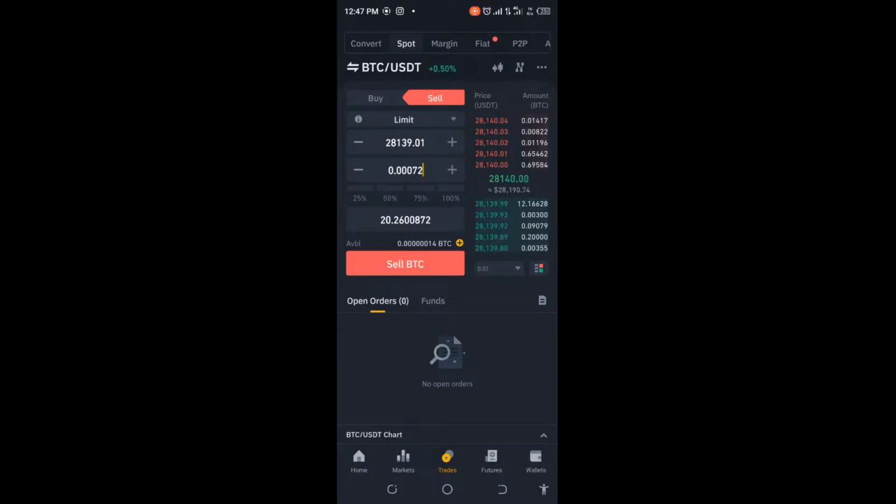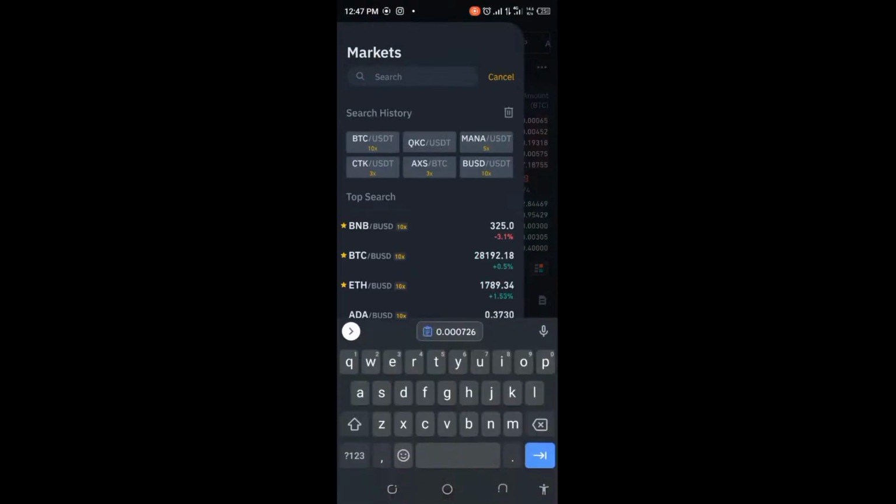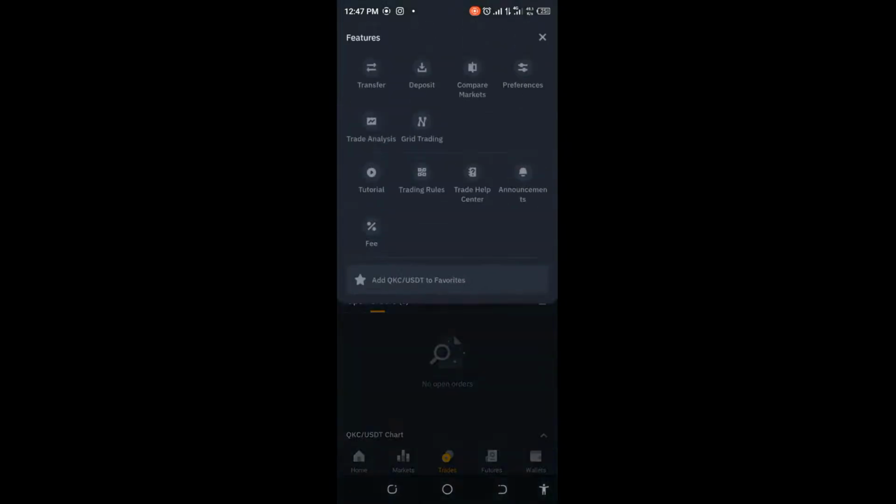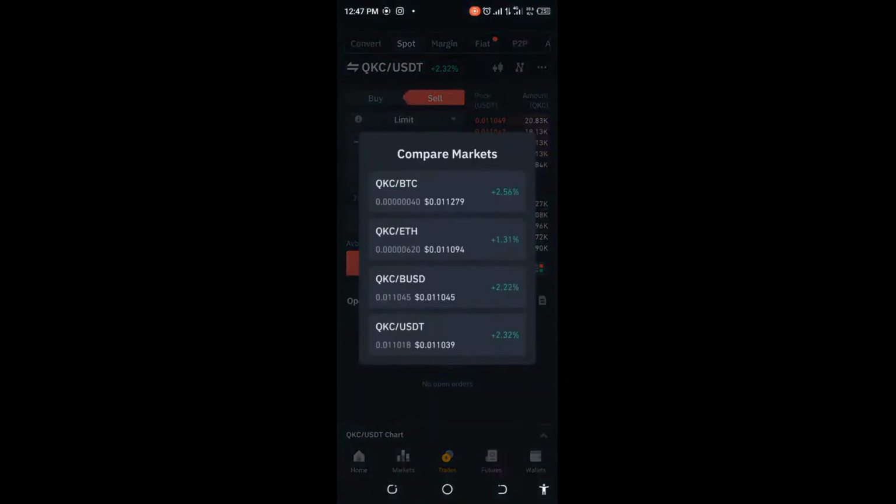Okay, so let's go ahead and go straight to our QKC USDT. But before we go ahead, let's make sure that everything is still intact.